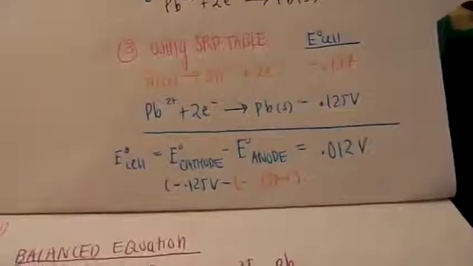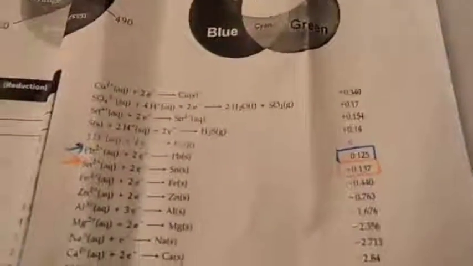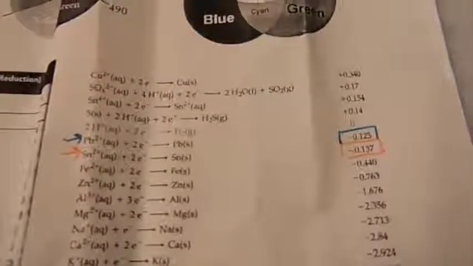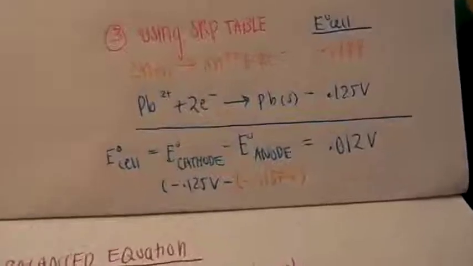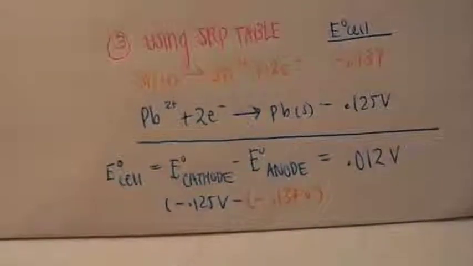Looking at our standard reduction potential table and our half reactions, we were able to find the standard E cell voltages. We see that for lead, there's a negative 0.125 voltage, and that for tin, there's a negative 0.137 voltage. Plugging in those values to the standard E cell equation, we find that we get a total of 0.012 volts.